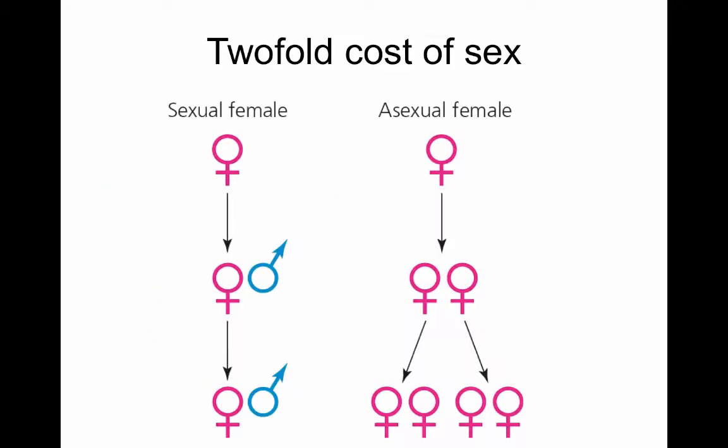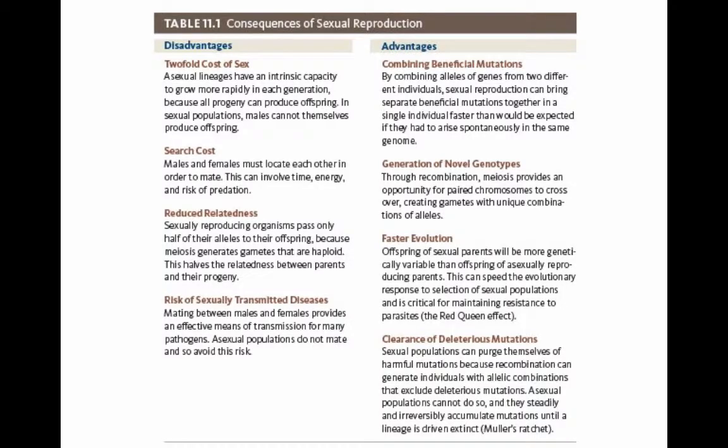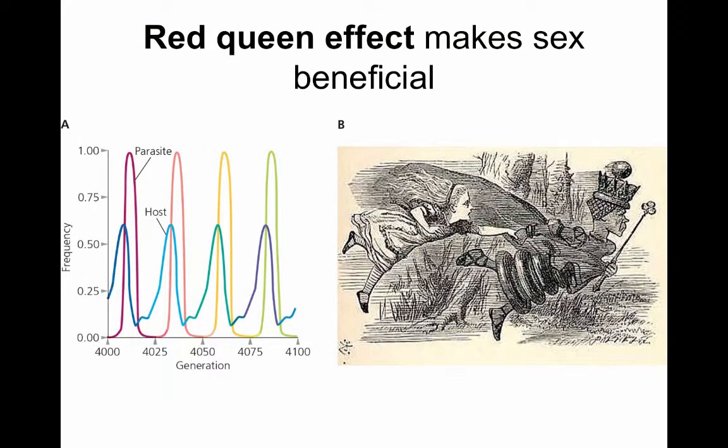And at the beginning of class, I reviewed the twofold cost of sex, that asexual lineages, or parthenogenic lineages, another word for it, can produce more individuals by reproducing clonally or parthenogenically than sexual lineages. And sexual lineages end up essentially wasting individuals on males that don't reproduce. All right, so your book has a nice table that covers much of this.